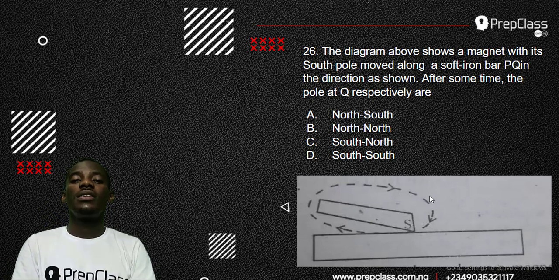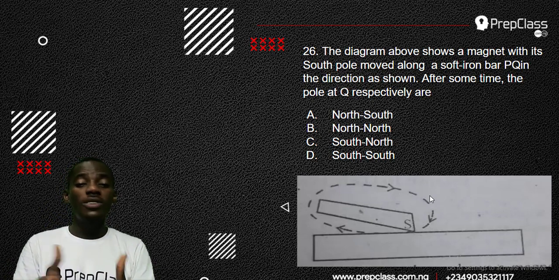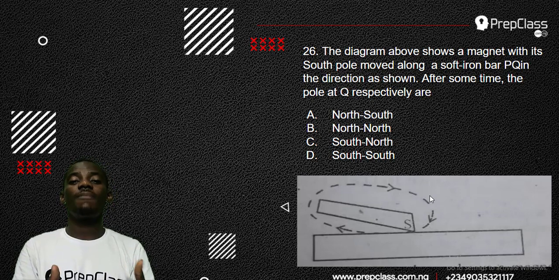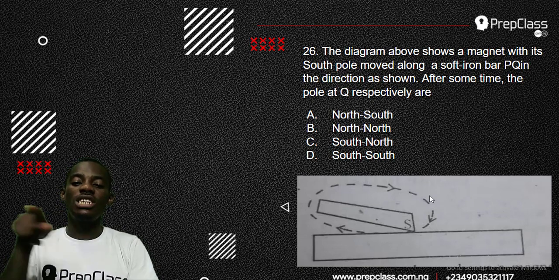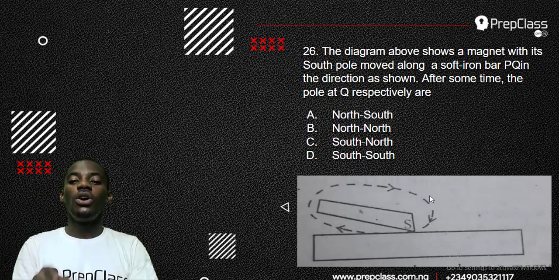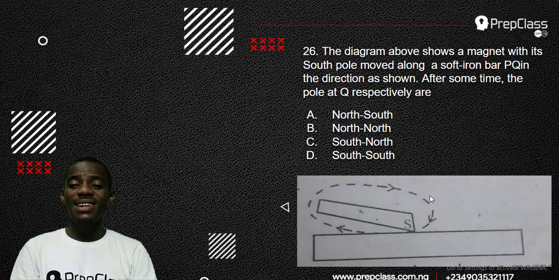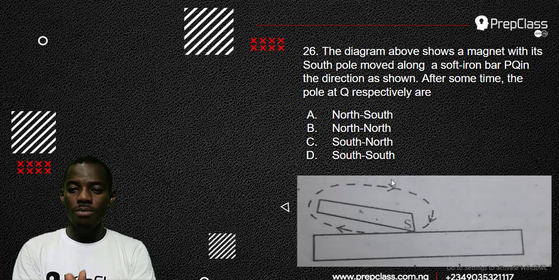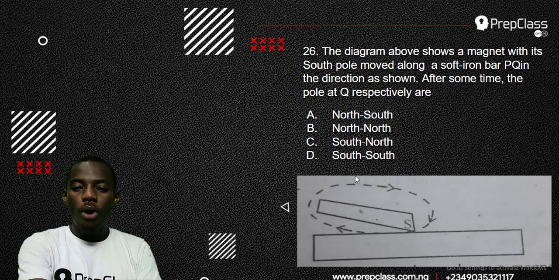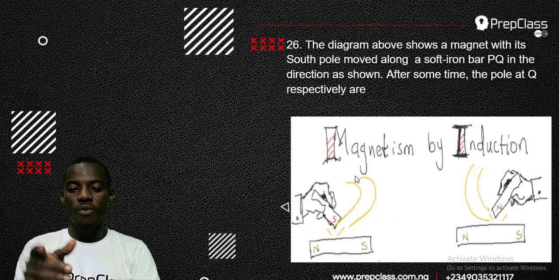The law of magnetism says that opposite poles attract while like poles repel. So this is south pole, it will attract north pole. It will produce north pole in that direction it is going. So the question said, after some time, it is moving from P to Q, right? After some time the poles at P and Q respectively are what?